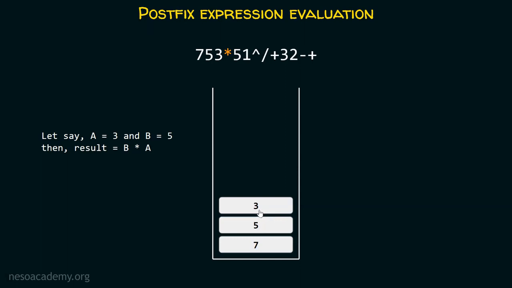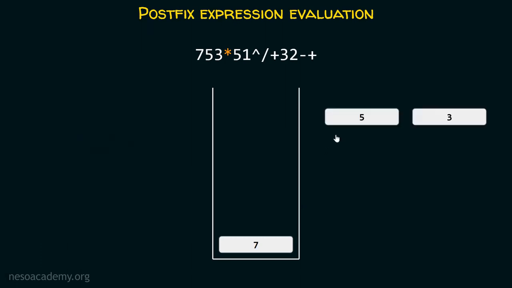Understand this. Although it is not important in case of multiplication, but imagine if we have minus instead of star, then in that case, order does matter. Isn't that so? We cannot do 3 minus 5. We have to do 5 minus 3, right? So this order is very important. Okay. So we'll pop these two operands out of the stack. That's what we will do.